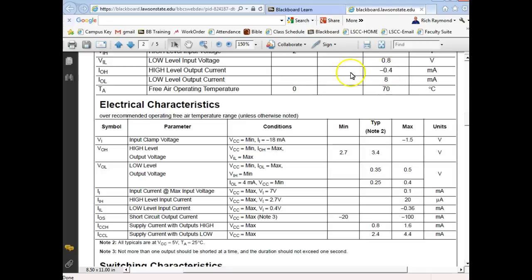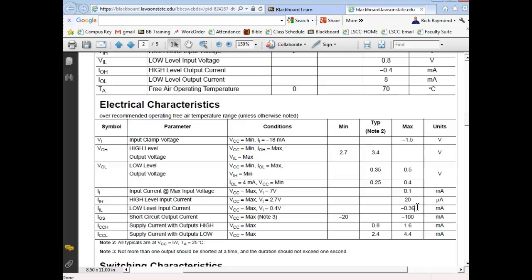But then I come down here, my output load current is 8 milliamps. This guy says my output low is going to require 360 microamps. So how many loads can that drive? Well, I would take the 8 milliamps and divide it by that, and that would give me the number of loads, right? Which would be a little over 16. Well, what we'd do is we'd rate it at its worst case.